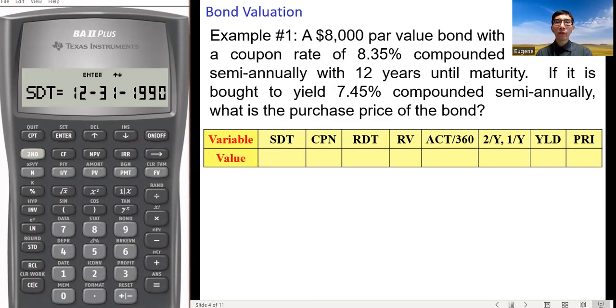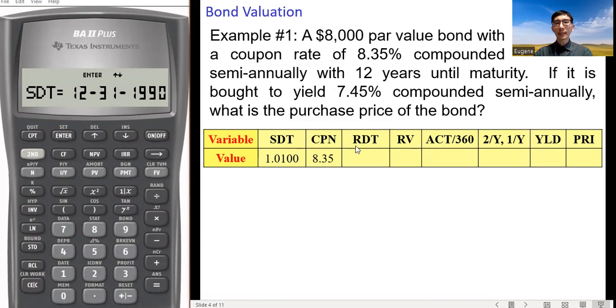There's no information in the question. So we simply set it as January the 1st in the year 2000. So we key in 1.0100, which corresponds to January the 1st, year 2000. So enter this value, we can easily compute the RDT, the maturity date. CPN, the coupon rate, 8.35%.